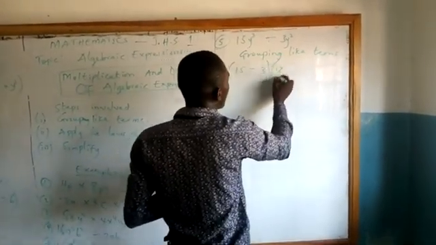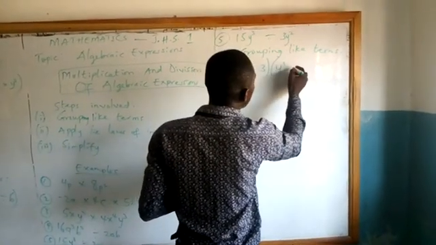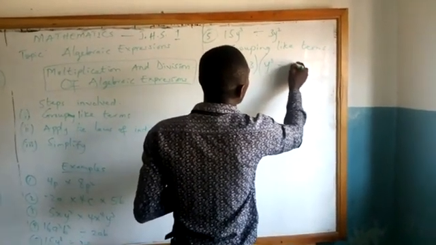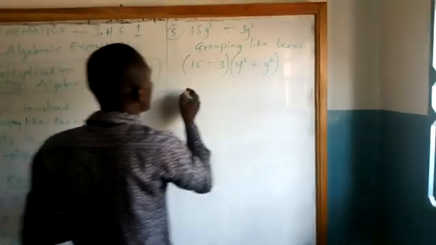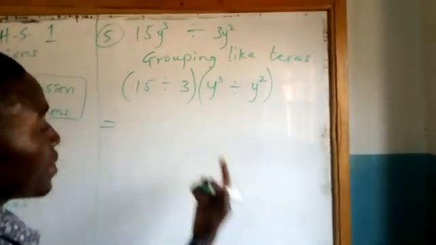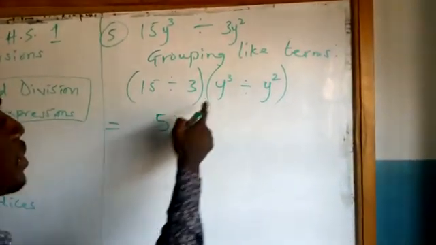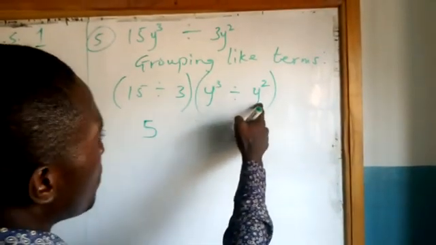Then the variables: we have y power 3 in the first term divided by y power 2 in the second term. This gives us 5 divided by 3 gives us 5. y power 3, y power 2.